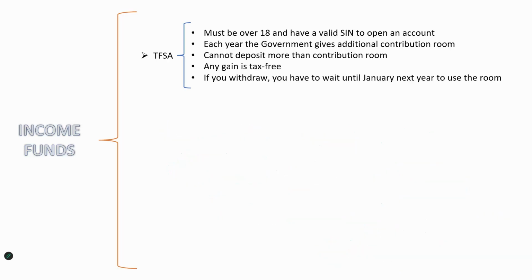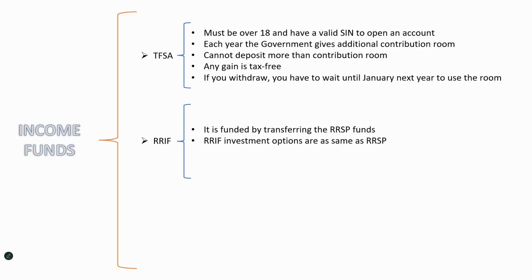Okay. Next one is RRIF. I really don't know what this is. It's a registered account as well. But it's really important to know that it's funded by transferring the RSP funds. So as I mentioned when I was talking about RSP, that you switch things, right? What happens is that after age 71, you have to transfer your RSP, and you can transfer it to an RRIF. Their investment options are the same as RSP, which is really important. RRIF has a mandatory minimum withdrawal. That's what's really important. So every year you have to take some money out of it.